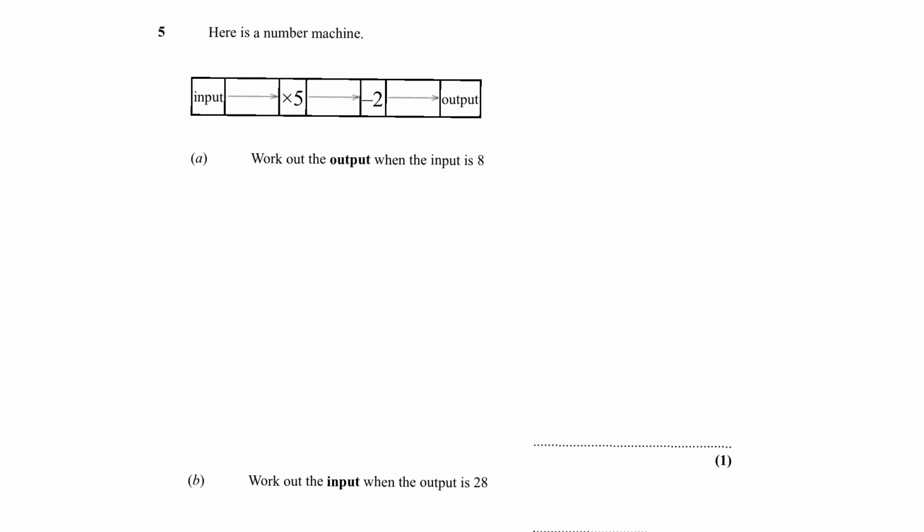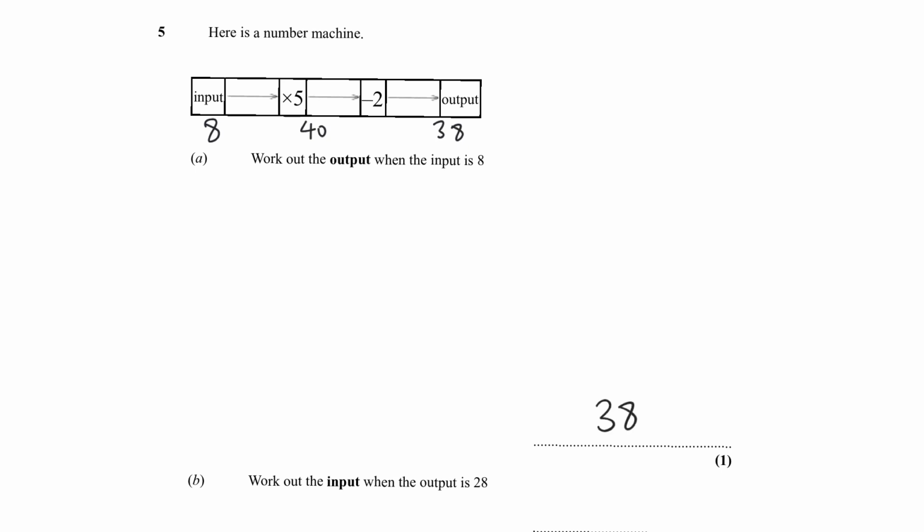Now, having a look at question 5a. 5a says work out the output when the input is 8. So if my input is 8 and the first bit is times 5, 8 times 5 is 40, and it says minus 2, so 40 minus 2 is 38.